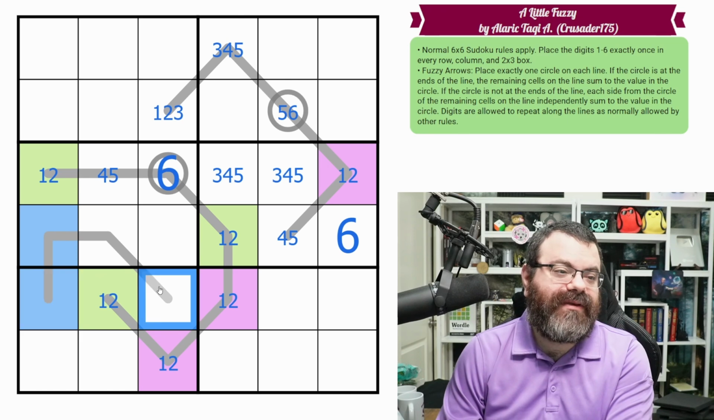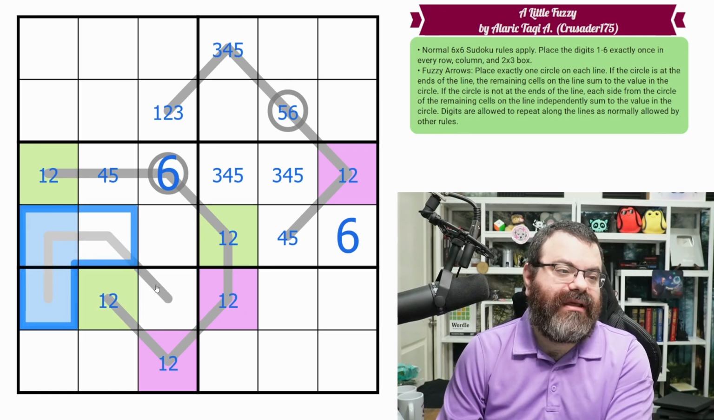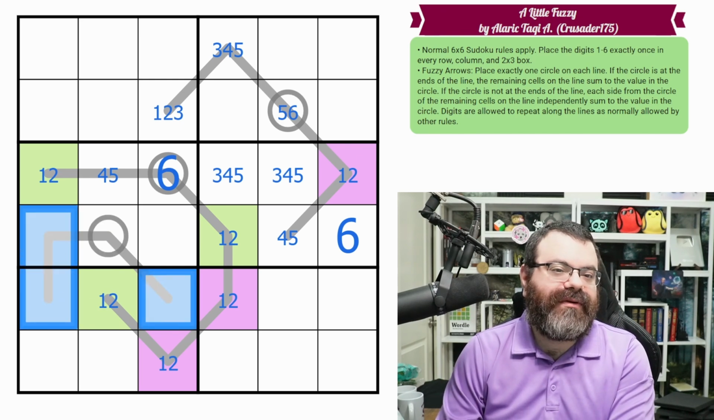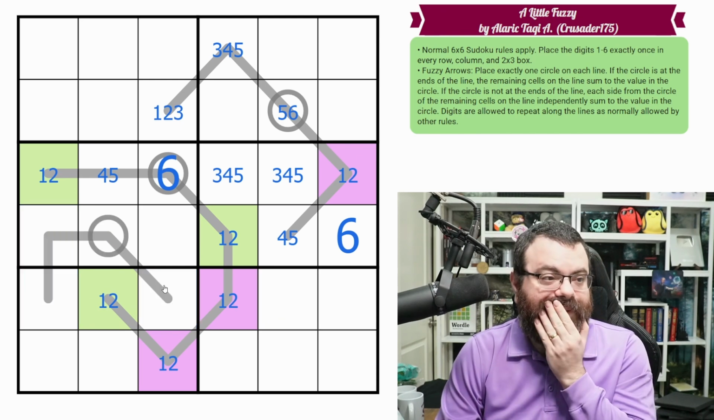Can this end be the circle? I think we have the same issue, because this would be 1 plus 3 with a 3 here, because there's still this 1, 2 pair. So actually our circle's forced to be exactly here. So we can get rid of the blue. So we know where all our circles are now.